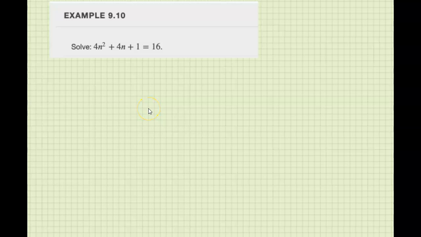Hello, let's look at this example. So this can be solved a few ways, which we're going to learn, but I want to solve it using the square root property to see how that works in this case.